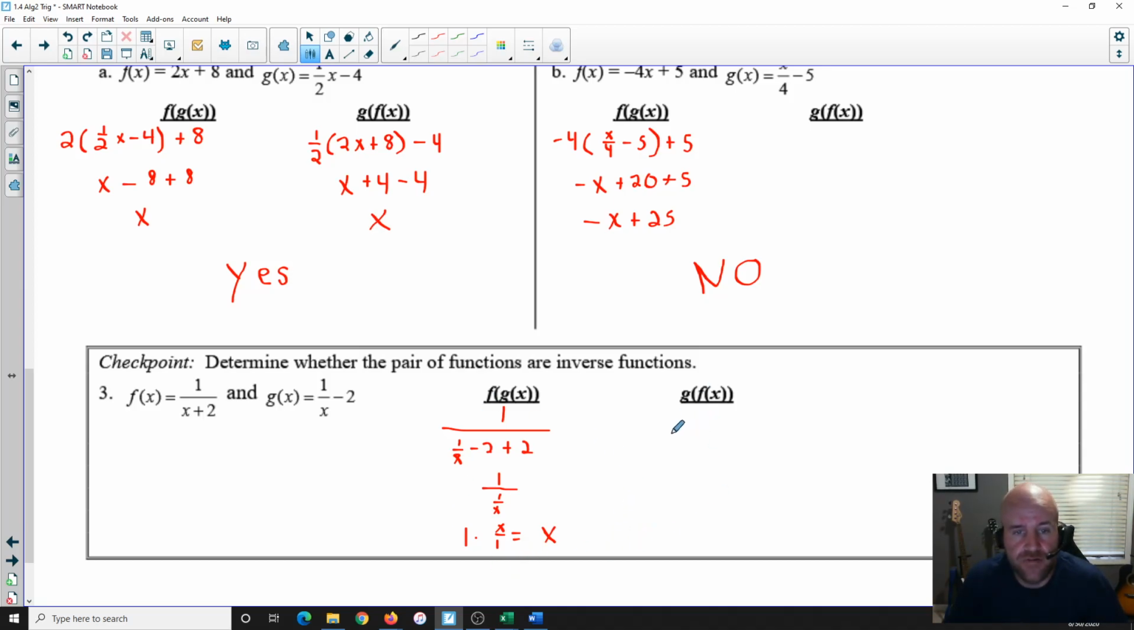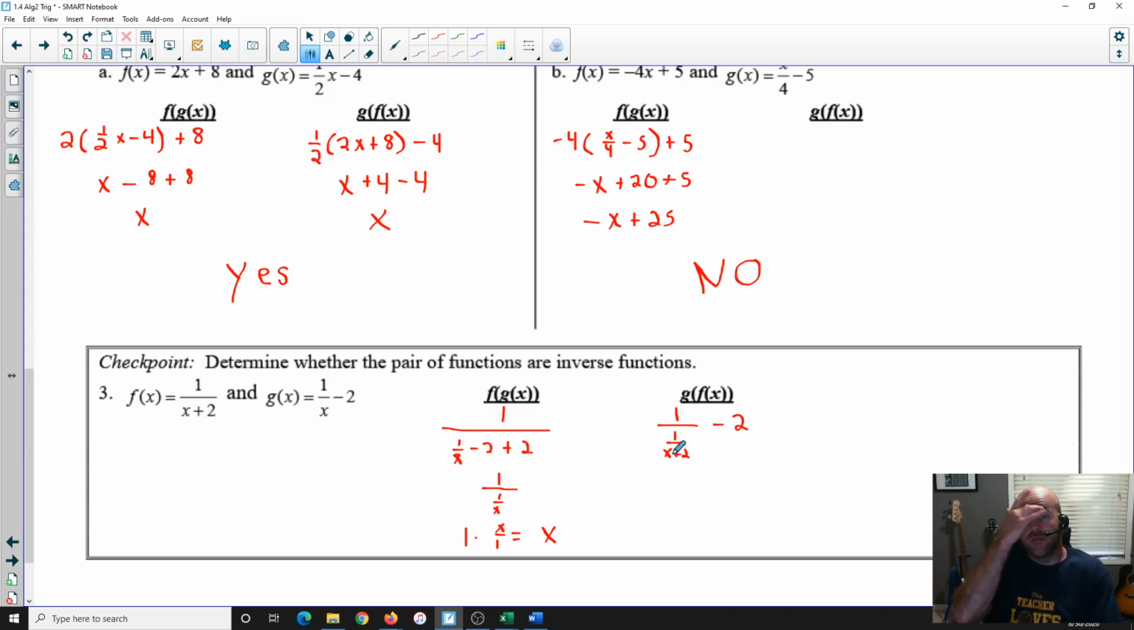Now we have to do the next one, g of f of x. So now we have 1 over 1 divided by x plus 2. And then minus 2.